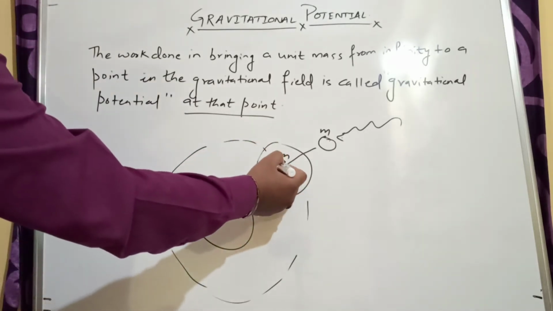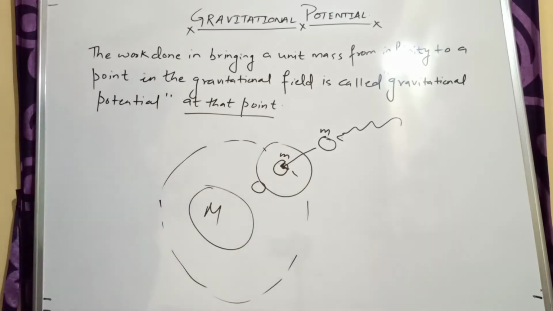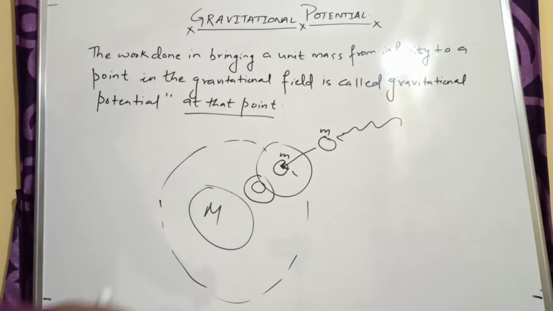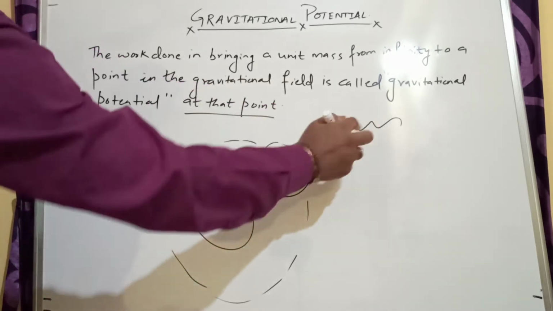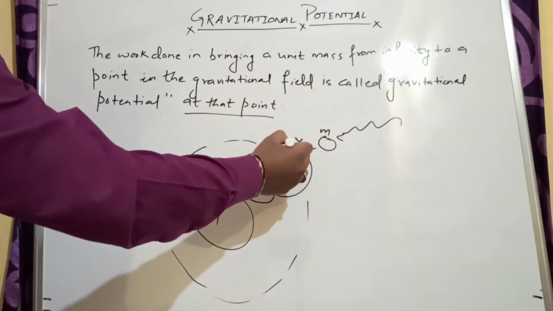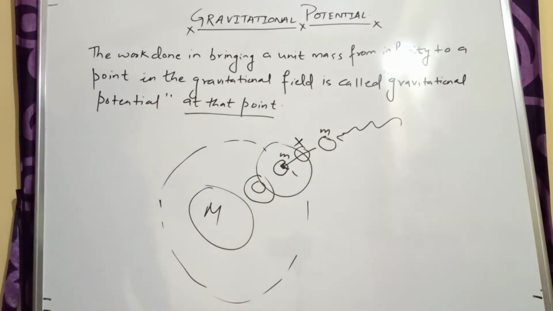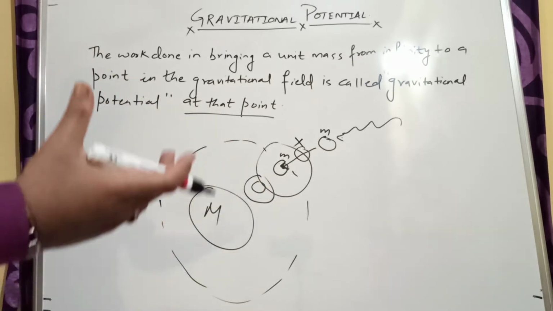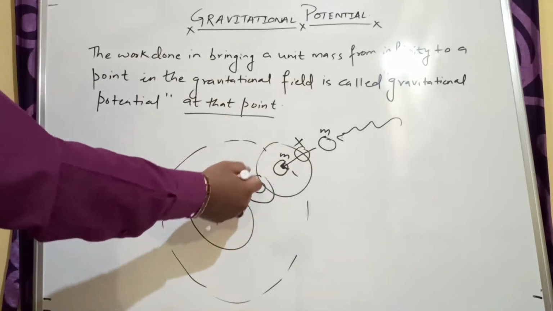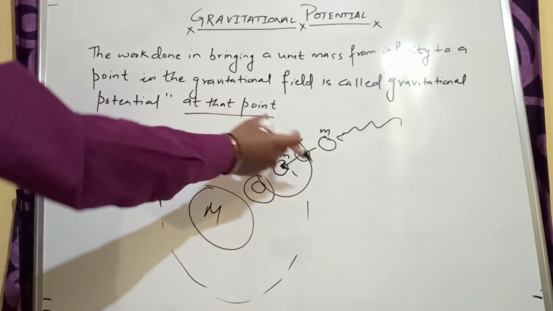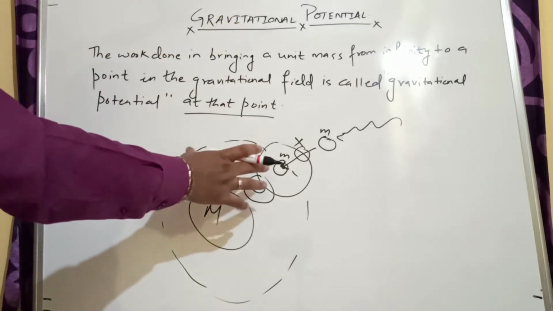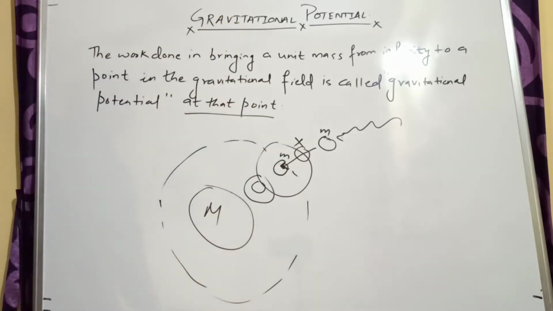If we are bringing this body to this other point, then the gravitational potential will be different. If we are bringing this body from infinity to say this point, right here, then the gravitational potential will be different, because the amount of work done is different in all the cases, and that depends on the position of the object. Clear? Position of the mass. So gravitational potential means this is the concept.